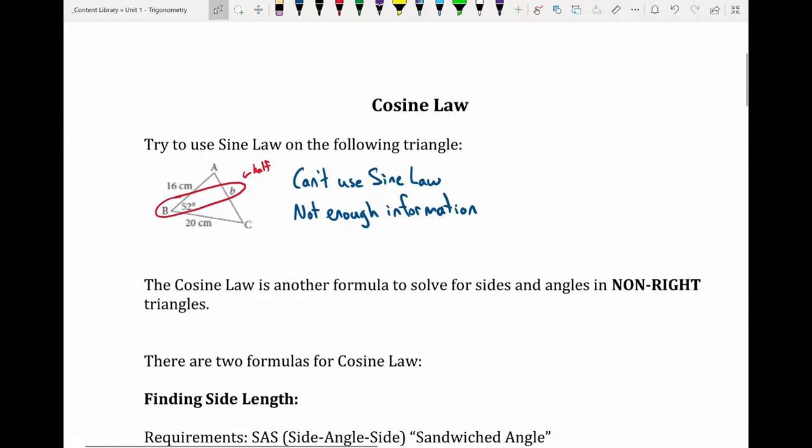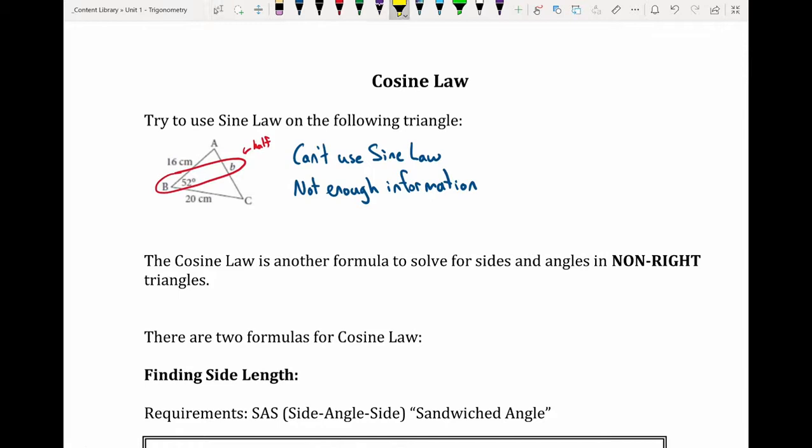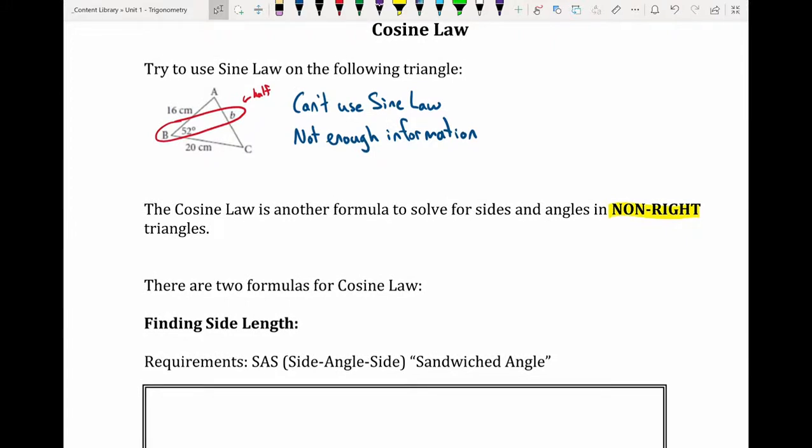and angles. The cosine law is another formula to solve for sides and angles in specifically non-right triangles. If you see a triangle that doesn't have a right angle, that 90 degrees, you can use cosine law provided there's enough information. Now, this one's a little different from sine law. With sine law, there was only one formula regardless of what we were trying to solve for. Cosine law, there's two formulas. Well, essentially, there's one formula, but we can rearrange it to solve for two different ones.